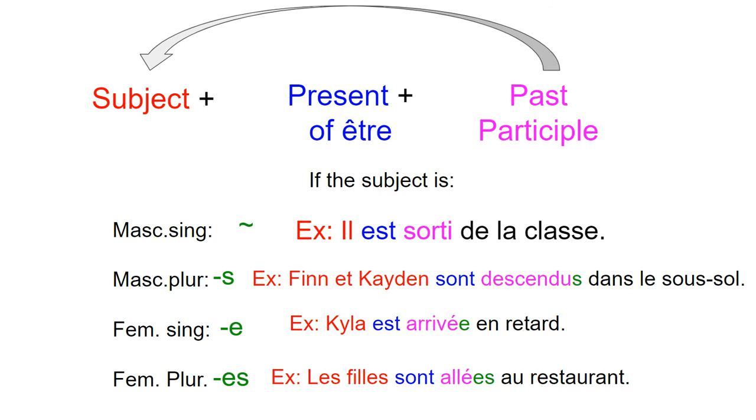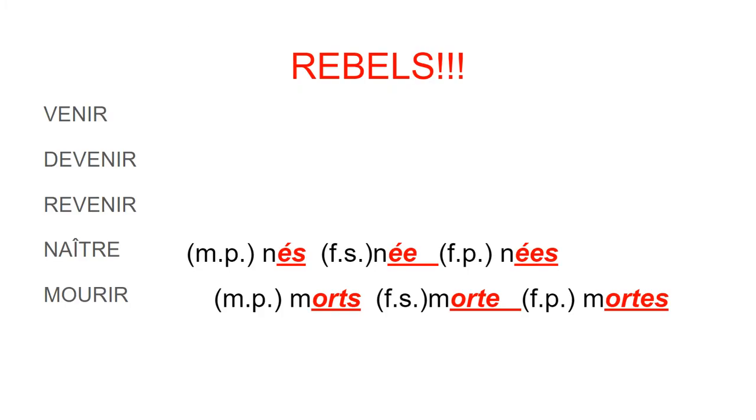Okay. So, of course, I said I would talk about our rebels. So here they are. Sorry, I forgot to add some animation. So we have 5 rebels in our Dr. P verbs, but if you know venir, then you know devenir and revenir. So really, we need to remember maybe 3 things. All right. So venir, the past participle is venu. So you drop the IR, replace it with U.